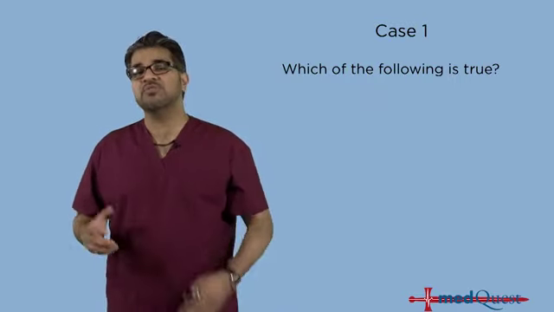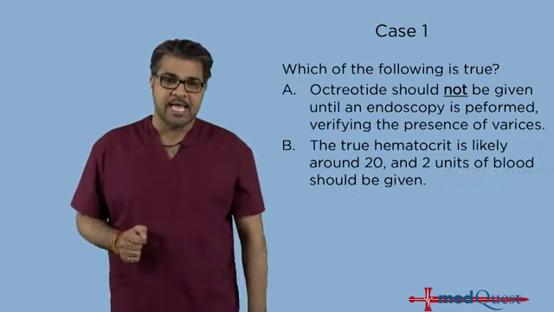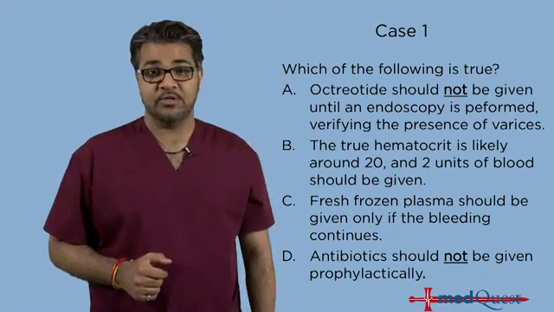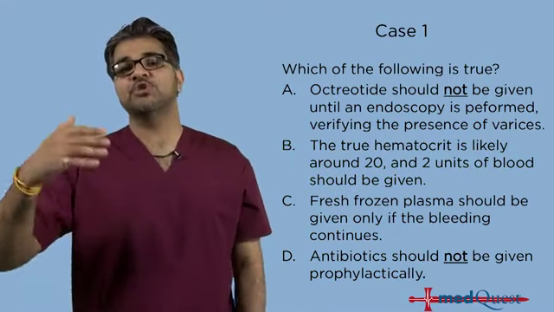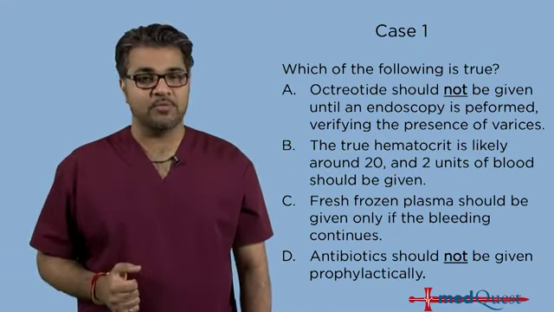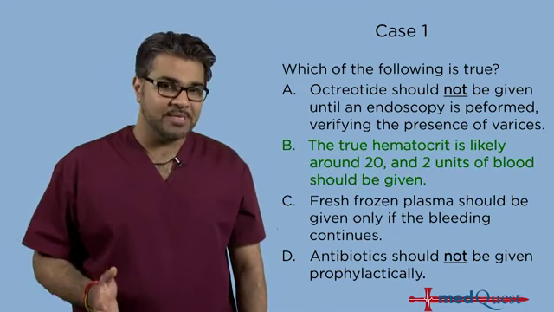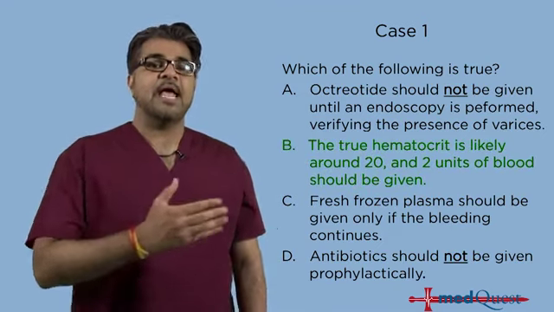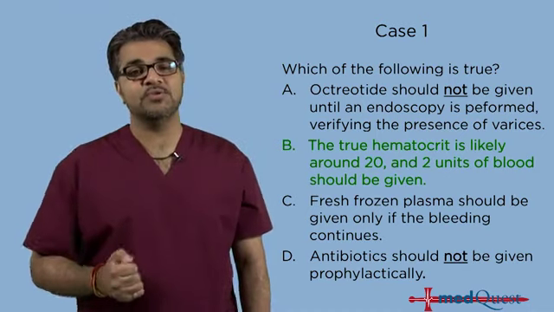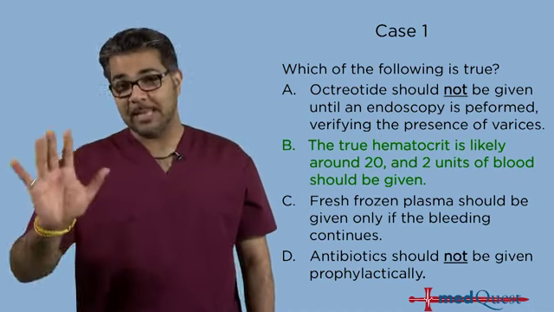The question they want to know is which of the following is true. And they're going to give you all of these choices. Number 1, octreotide should not be given until an endoscopy is performed. True hematocrit's likely around 20 and 2 units of blood should be given. That's the correct answer. FFP should only be given if the bleeding continues. Antibiotics should not be given prophylactically. Now let's talk about these choices.